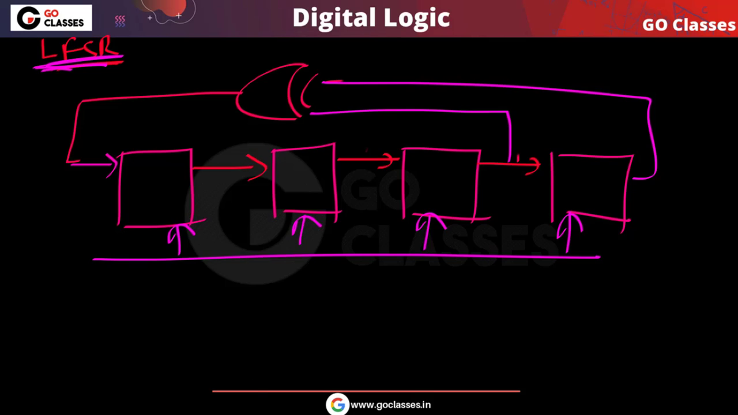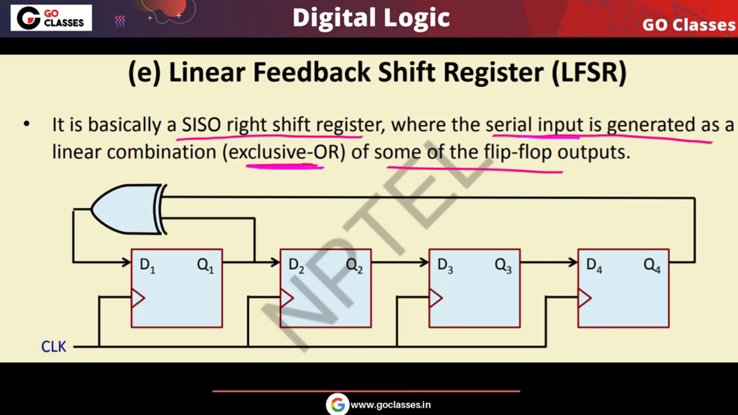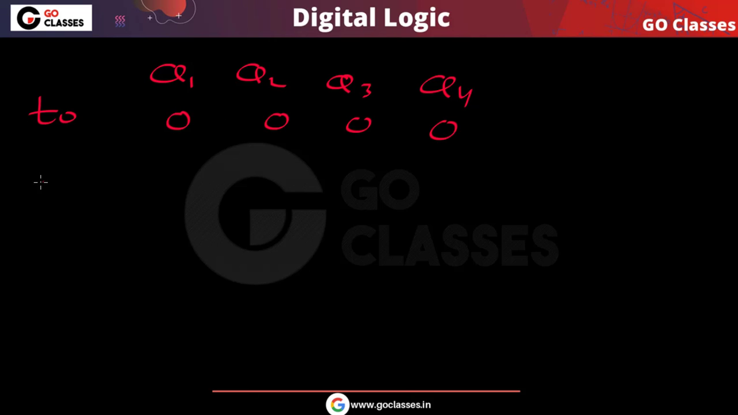Now, why is this important? Let's see. Let us assume that initially you have 0 0 0 0. Then what will happen? Let us analyze this. Assume Q1, Q2, Q3, Q4 are initially 0 0 0 0. So at time t equal to 0, this is your situation.